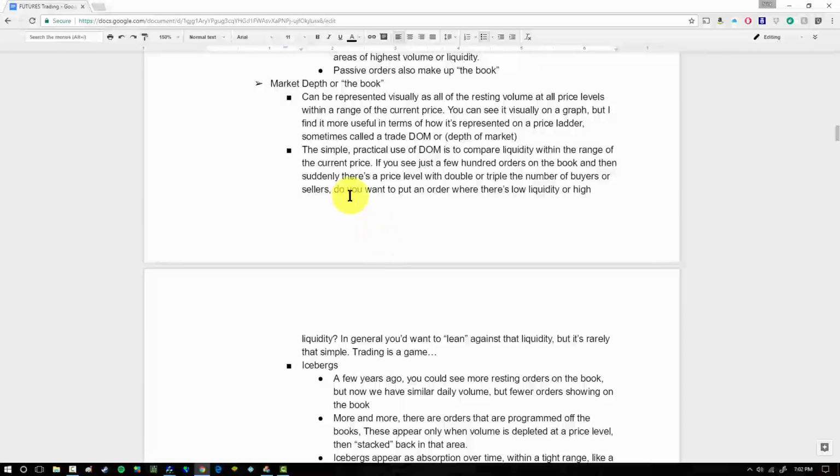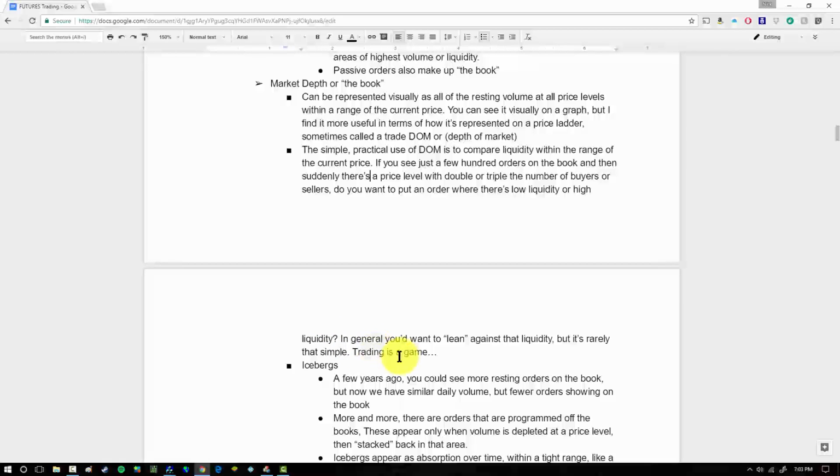The simple practical use of a depth of market, or DOM, is to compare liquidity within the range of the current price. If you see just a few hundred orders on the book, and then suddenly there's a level with double or triple the number of buyers or sellers, do you want to put an order where there's low liquidity or high liquidity? In general, you want to lean against that liquidity, but it's rarely that simple.